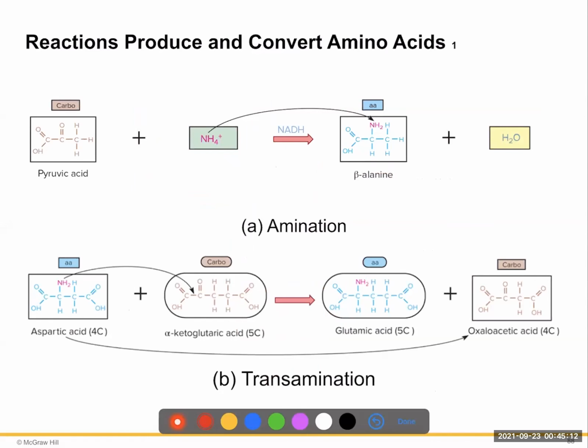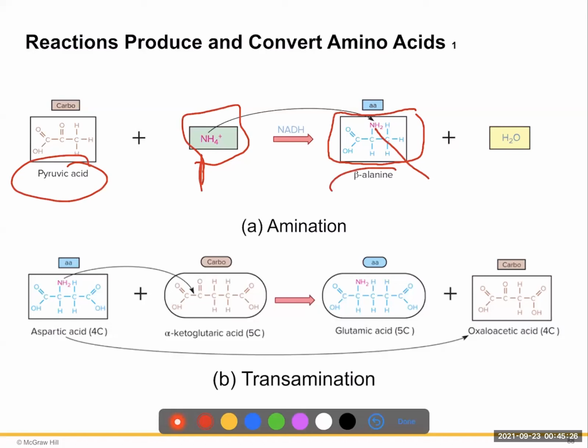Okay, so here's your pyruvic acid, and we're going to add NH4 as ammonia. So we can take that nitrogen group and add it here. You see we added the NH2 group from this ammonia group, and now this is an amino acid. This is beta-alanine. And what we did is we got rid of water. So the hydroxyl, we took the H and the OH, and we put a nitrogen group on.